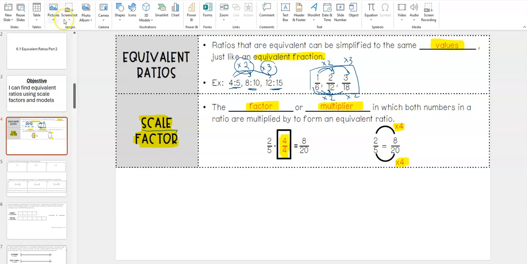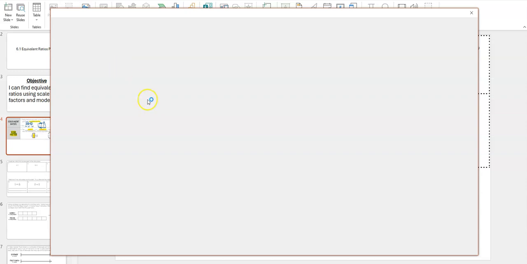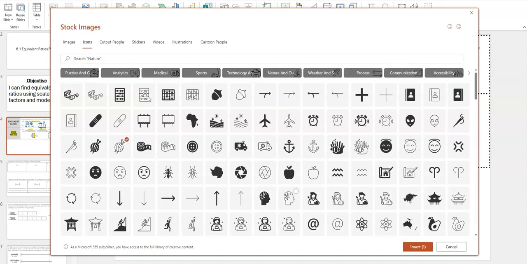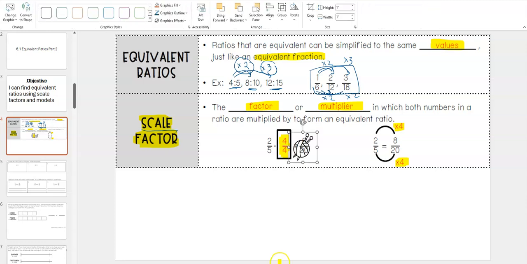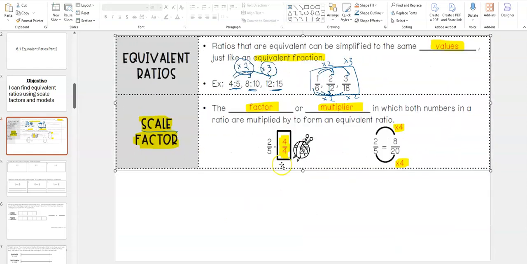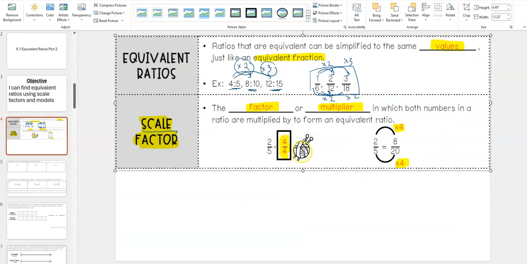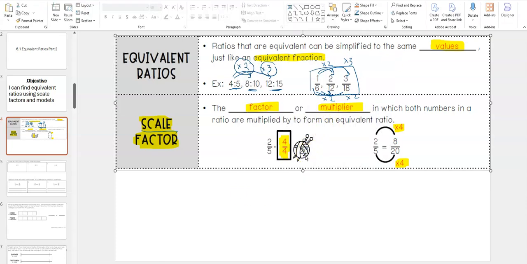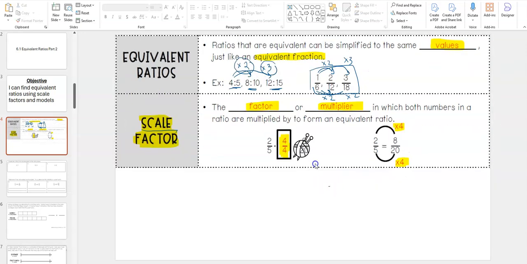Now, the easiest way, in my opinion, to show scale, let's just do like an icon here. Let's pick a shape on a computer. And this would work for any sort of equivalent ratio. But here, so I have this little, what is it? Let me click it. There it is. Hold on. There we go.